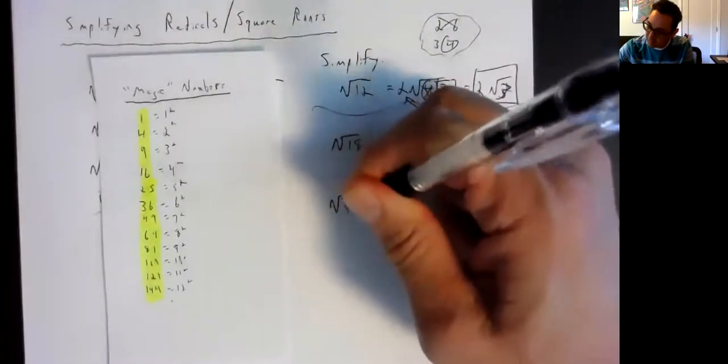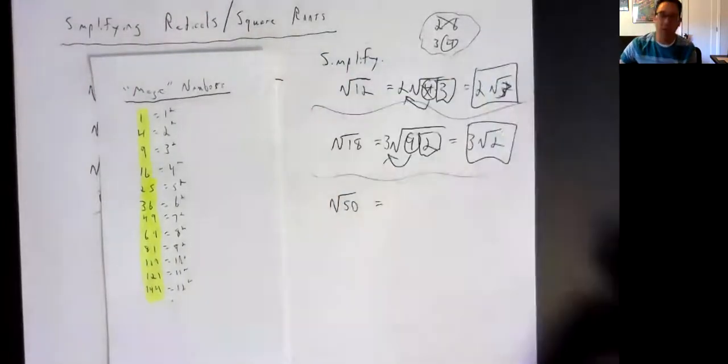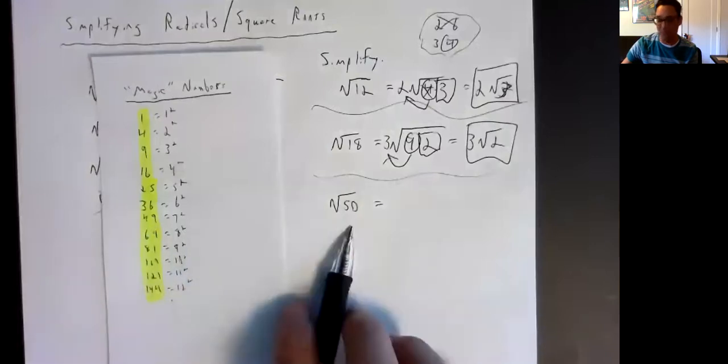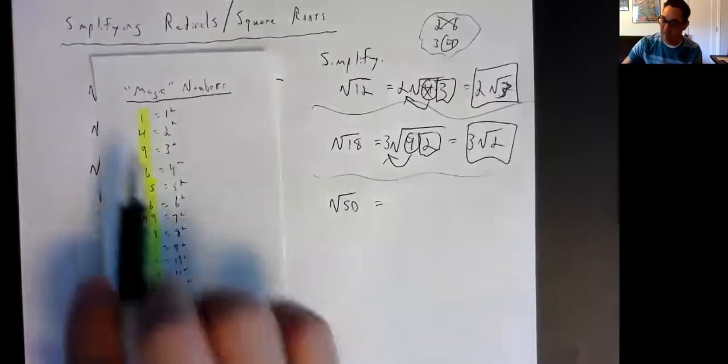Simplify the square root of 50. Okay, so we have to ask ourselves, 50 is not a magic number, look, 49's on there. Close, but close is no cigar. It's still not a magic number. And it can't be like, I'll just add 1 or minus 1. Nope, has to be exactly like that.